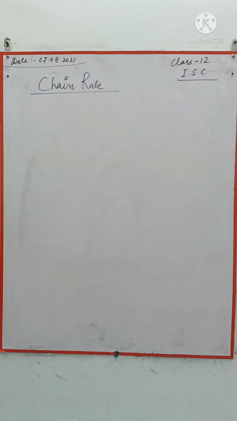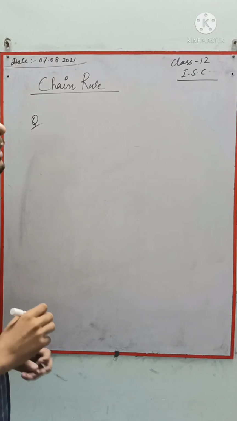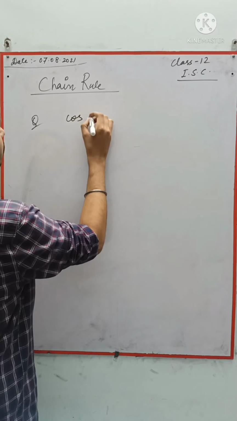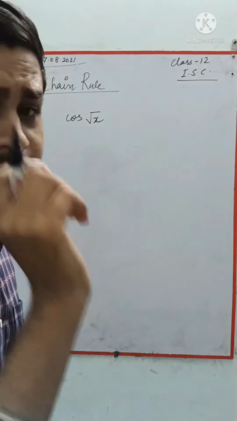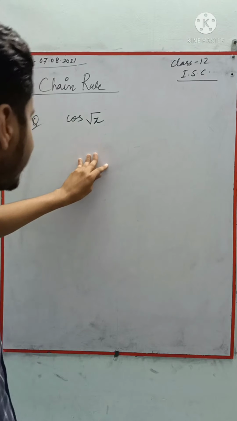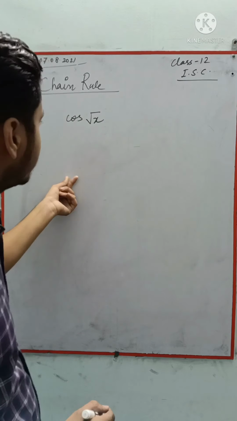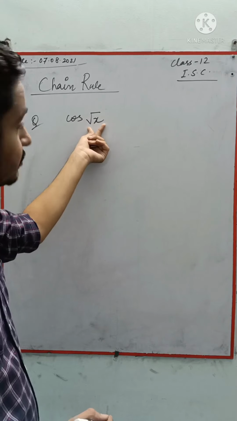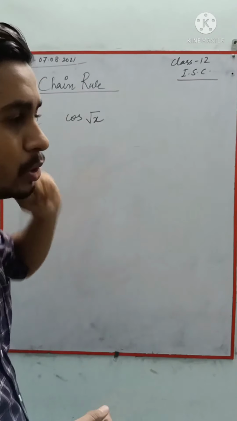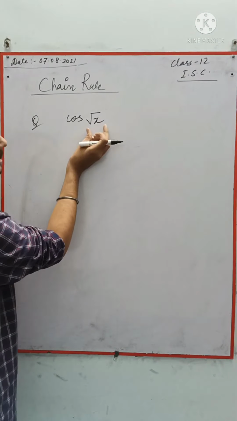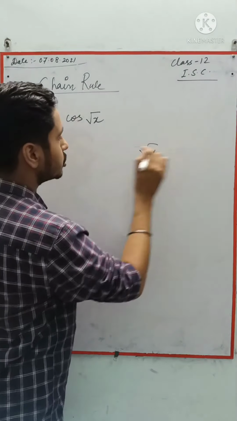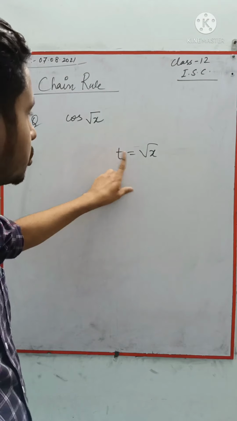So I'm taking one question: cos root x. This is the very easiest question I'm taking, and I'm explaining the chain rule here. As you have a trigonometric function, and the angle of the trigonometric function is in a root, how can you apply the chain rule here? You consider this complex part as some t, say for example.